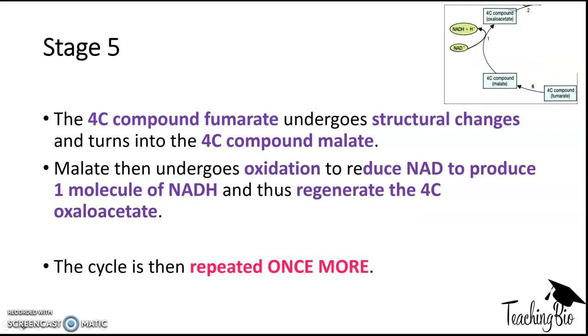Then fumarate undergoes structural changes to form the 4-carbon compound malate. Again, you don't know these names, but it might help you recall them. Malate then undergoes oxidation to reduce NAD to produce 1 mole NADH, and then generate again from the start the 4-carbon compound oxaloacetate. So it's the Krebs cycle, so we've repeated the cycle, and then that will happen one more time.